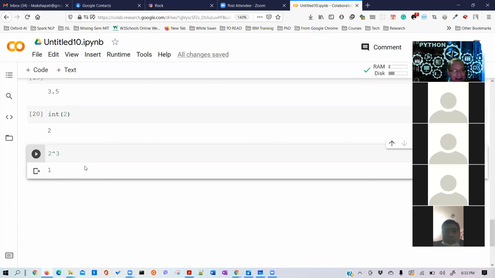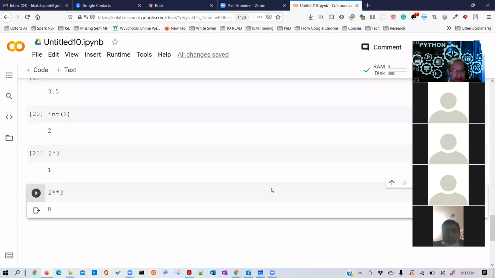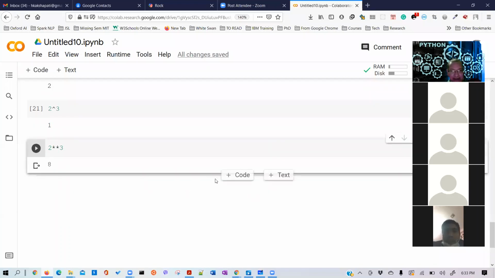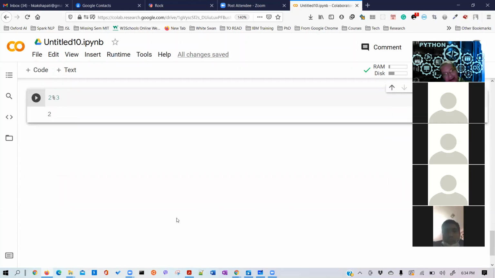So let's try the one we said works. This should give me the correct answer, 8. Yes, we got the correct answer. So this is exponentiation, and the previous one was modulus. Let's try 2 modulus 3. What did we say it was? We said 2. Yes, 2. Okay.